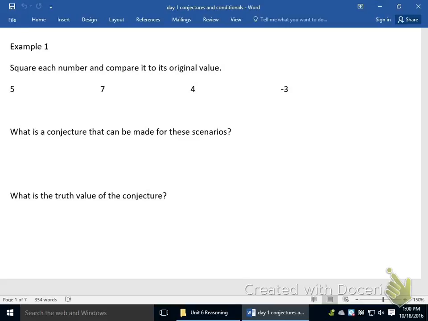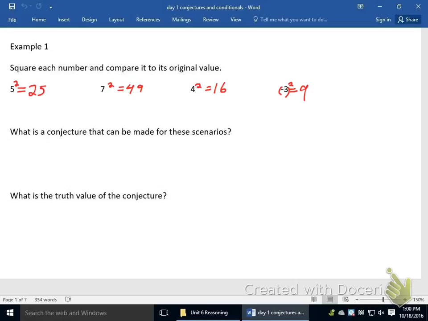So I'm going to square a few numbers here and see if I can make a conjecture. So this is a number of specific examples. I'm going to be using inductive reasoning. And I'm going to compare the square to the original number. So 5 squared is 25. When I square 7, I get 49. When I square 4, I get 16. And when I square negative 3, I get 9. Remember, you're squaring the negative as well.